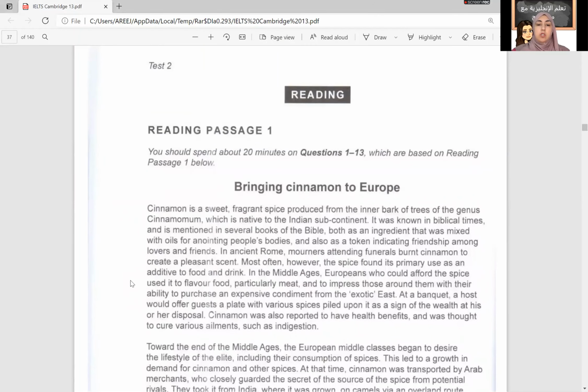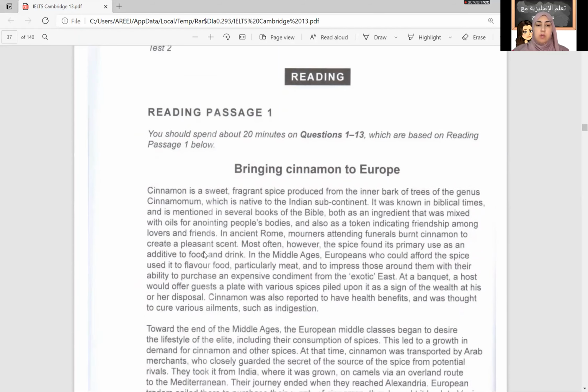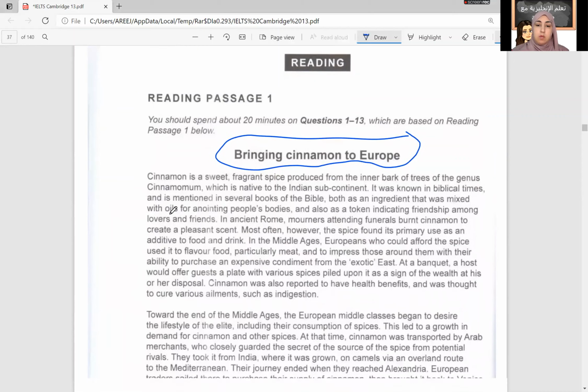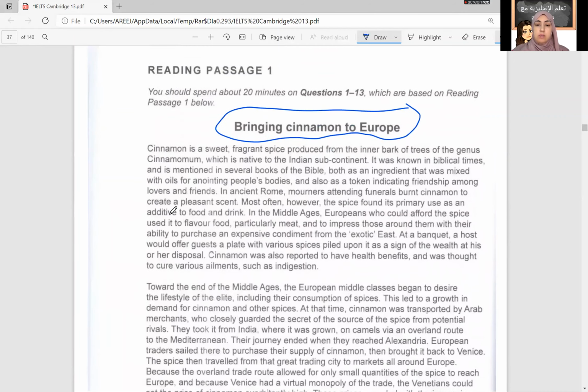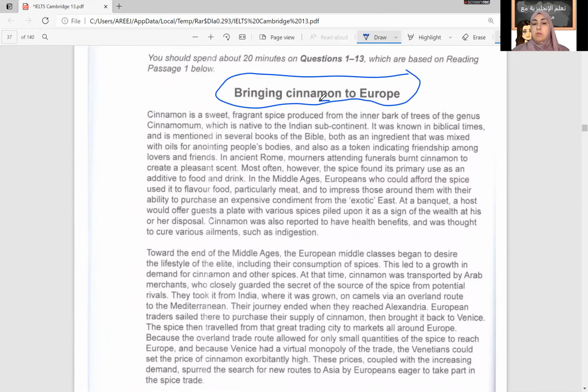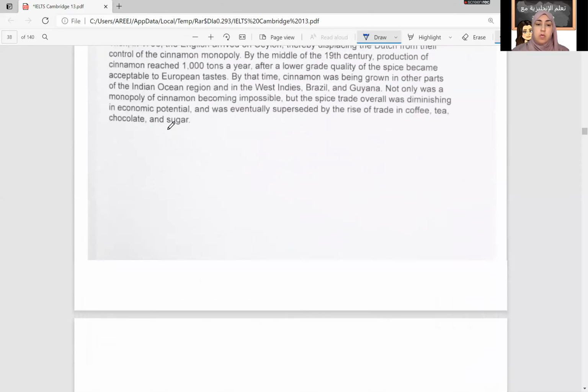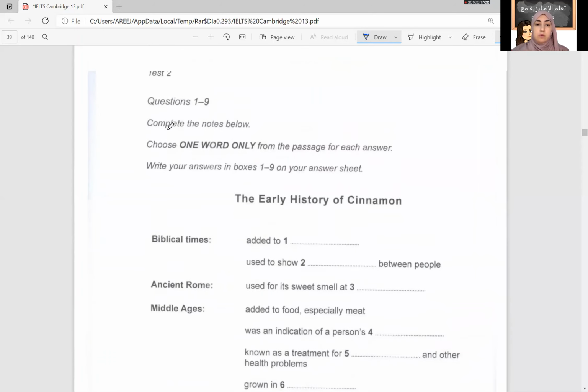Now, before I actually approach the task here, what I have to do is just read the title, as we said. If there are any subheadings here, I also read them. So the title here is Bringing Cinnamon to Europe. We got a very general idea. We're talking about cinnamon here, which is a famous spice, commonly used in cooking. I immediately go to the questions.